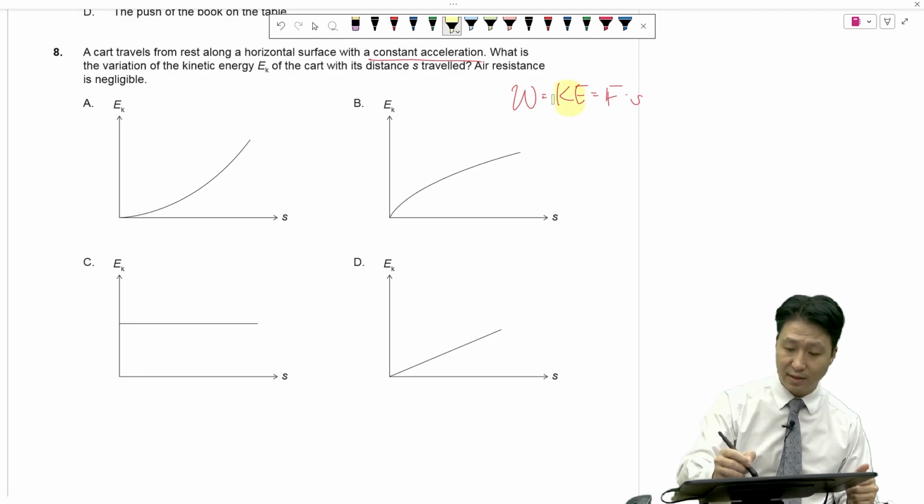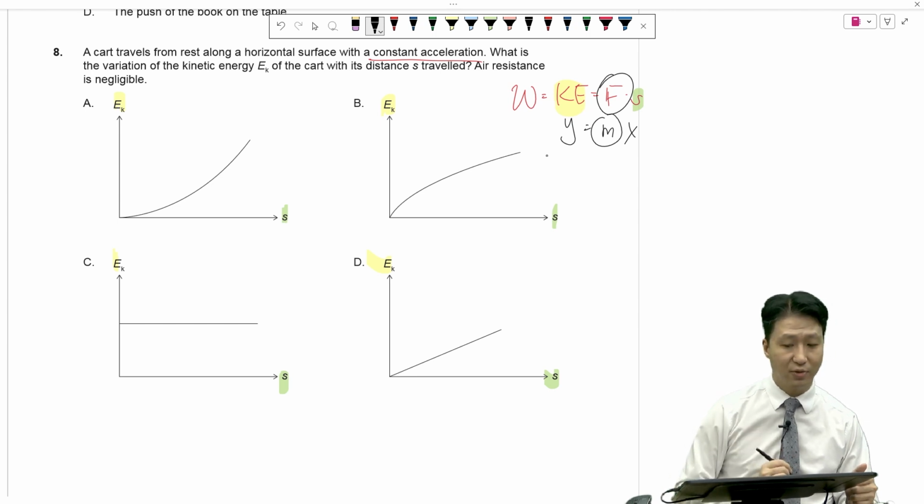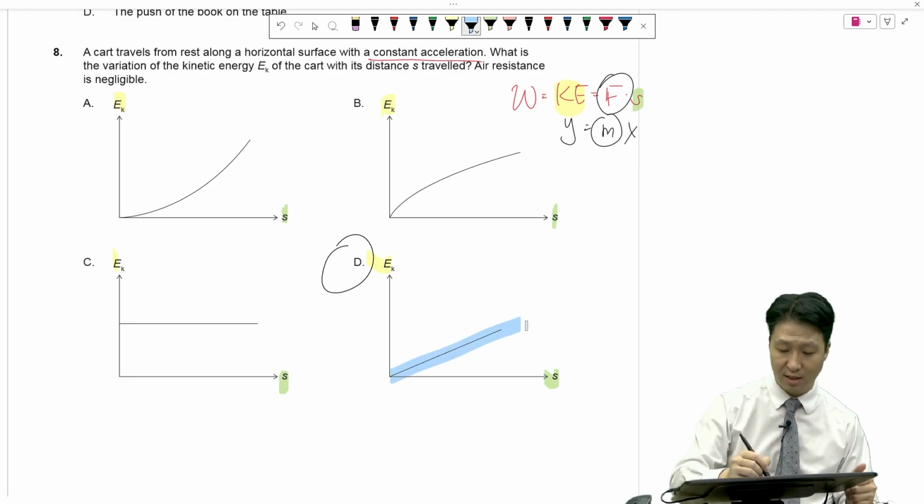Now, kinetic energy is in the y-axis, the displacement is in the x-axis. So if we change that in the form of y equals mx, the force would be the slope. The force is constant because the acceleration is constant. It must be a straight line. The answer should be D, like this.